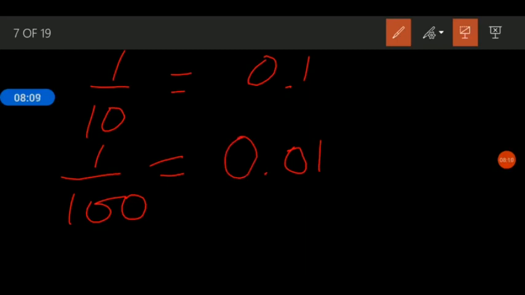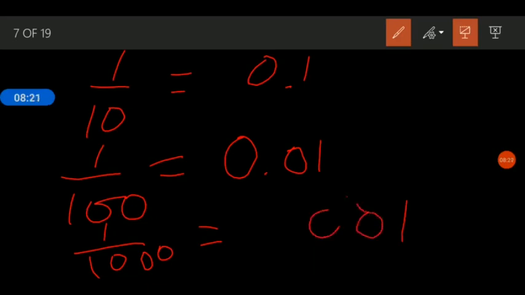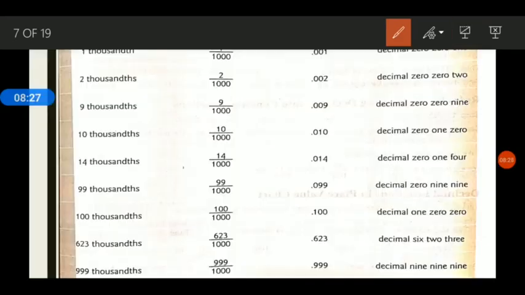If 1 upon 1000 is given, then what will we do? We will put the decimal before 3 digits. So in the numerator only 1 is given. How will you make it 3 digits? By putting 2 zeros. Now it becomes 3 digits. Now you can put the decimal. Understood? If 1 upon 10,000 is given, then what will you do?